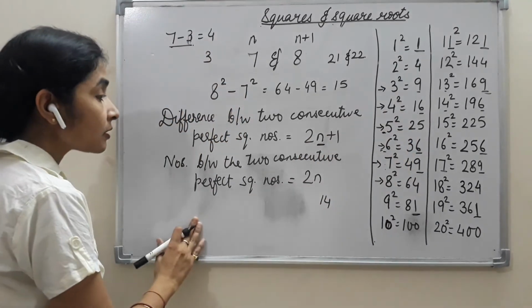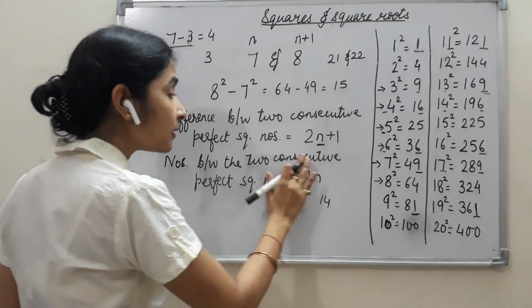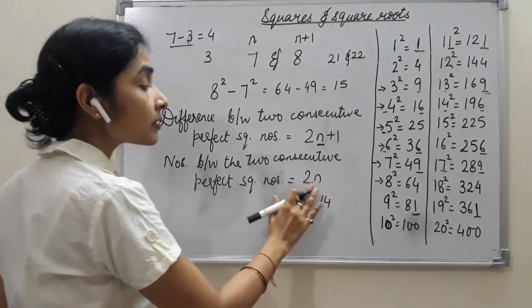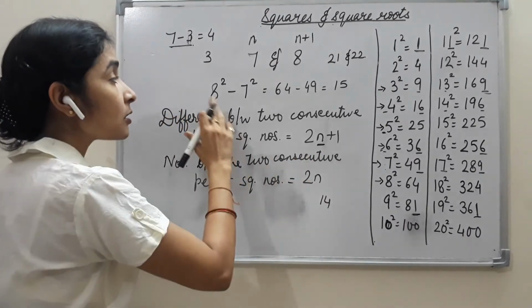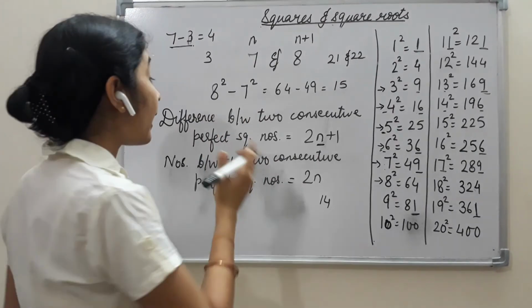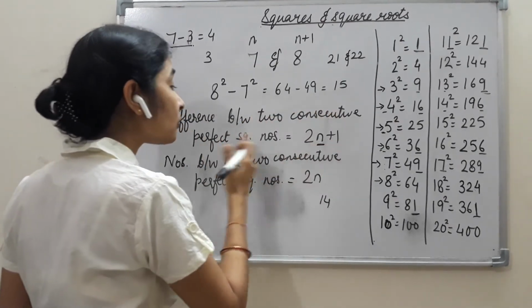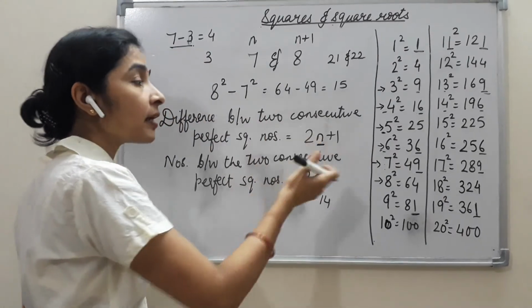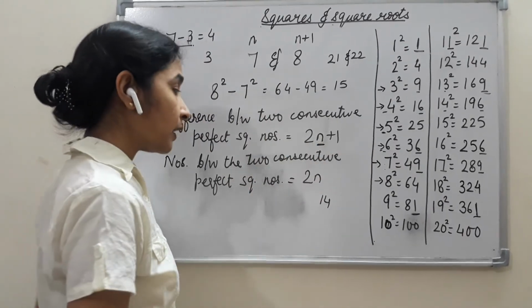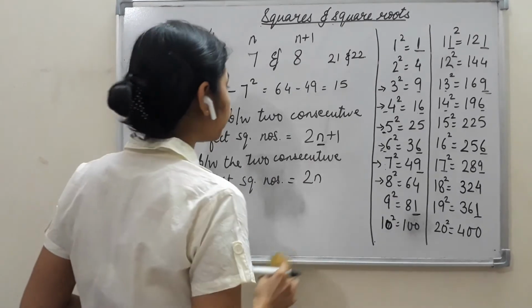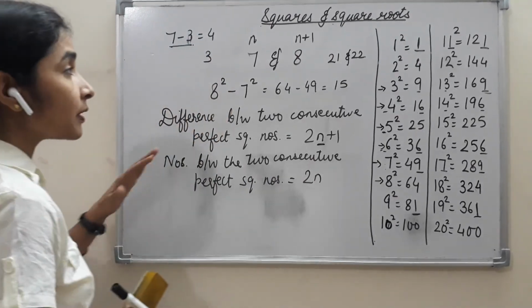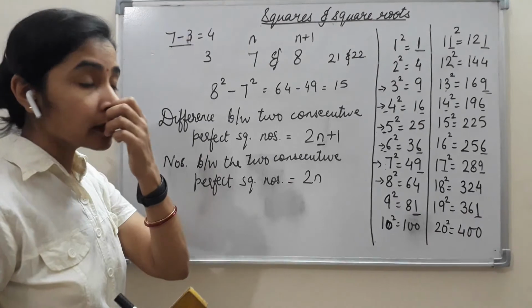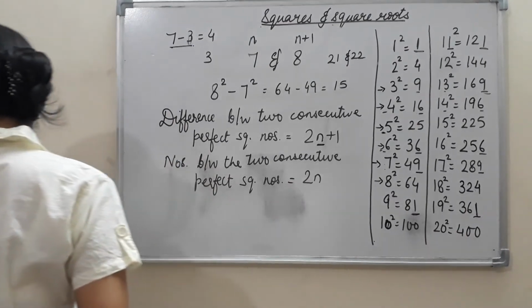So that is why the number of numbers between two consecutive perfect square numbers is equal to 2n, that means the smaller number multiplied by 2. And the difference between two consecutive perfect square numbers is 2n plus 1, that means the smaller number multiplied by 2 plus 1. So that is the concept of difference between the squares of two consecutive numbers. Now the next thing.